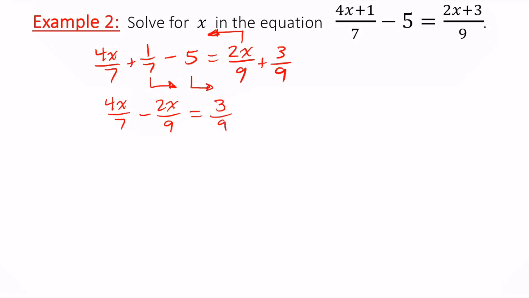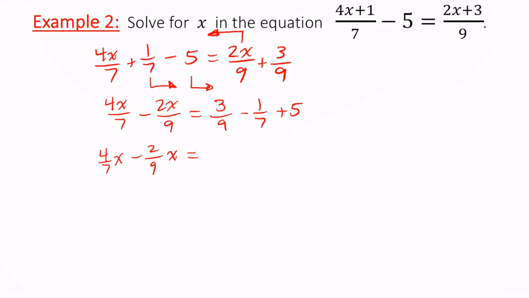So 3 over 9 is already over here. The 1 over 7 is a positive number on the left side, so it becomes negative on the right. And the 5 becomes a positive on the right-hand side because it was negative on the left. Okay, we're a little bit closer. Remember, we can represent this 4x over 7 as 4 over 7x, just like we did in the first example. And this 2x over 9 we can write as 2 over 9 times x, or 2 over 9x.